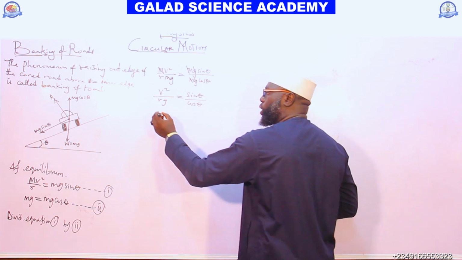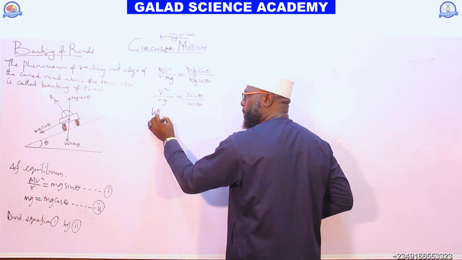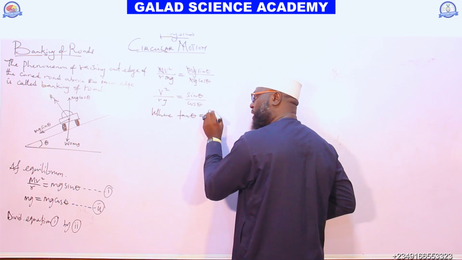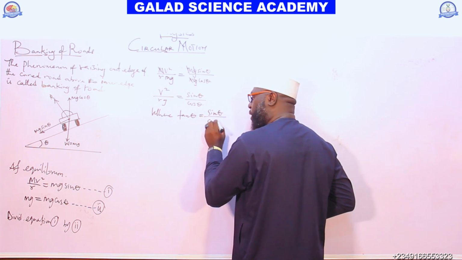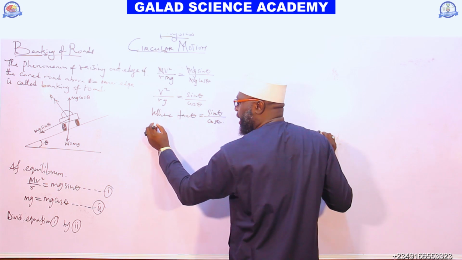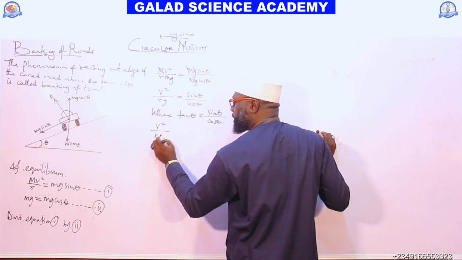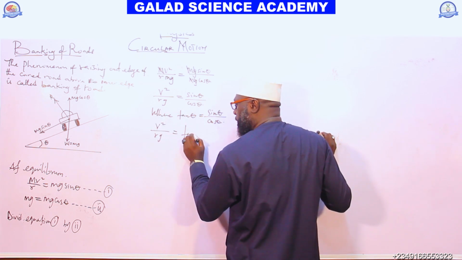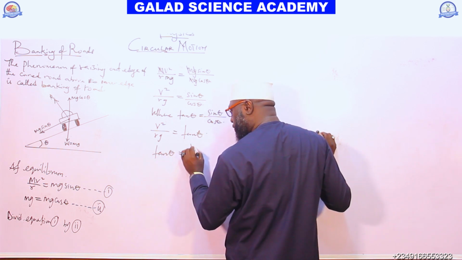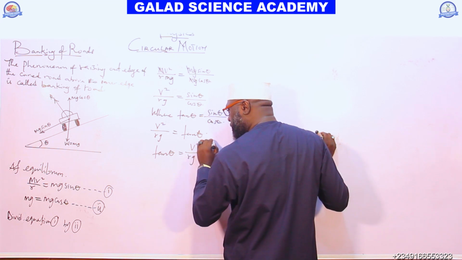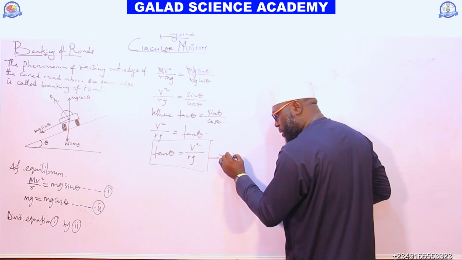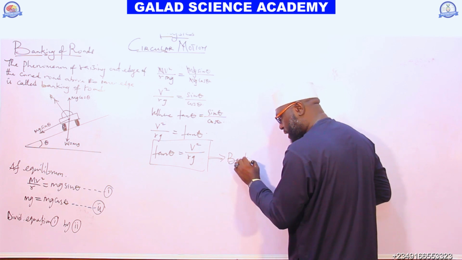So, where tan theta from trig is sine theta over cos theta, what do we have now? We have v square over Rg equal to tan theta. So, therefore, tan theta equals v square over Rg. This tan theta is called banking angle.